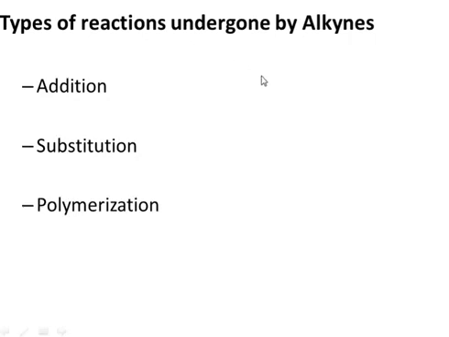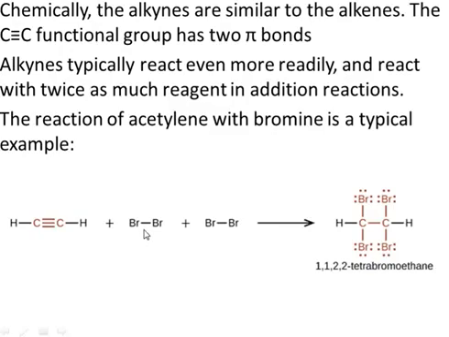The types of reactions which alkynes undergo are addition, substitution, and polymerization. Just like alkenes, alkynes also undergo addition reactions. Since there are two pi bonds, alkynes use twice the amount of reagent in addition reactions, right? In the case of an alkene, you use one molecule of bromine to add across one double bond, but here we have two pi bonds, therefore we will require two molecules of bromine, right?